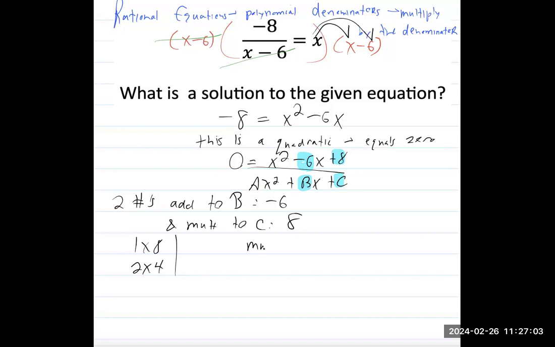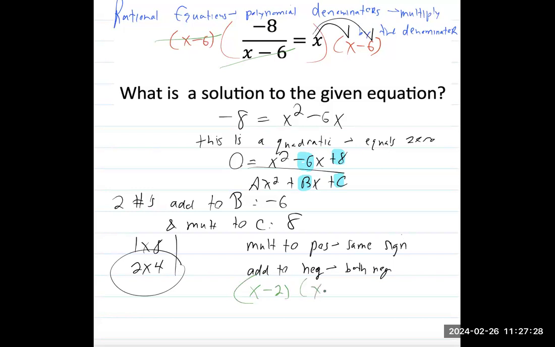But they multiply to a positive. That means they have the same sign as each other. They add to a negative, though, which means that those numbers that are both the same sign are both negative. Now coming back to the 2 and the 4, we know they're both negative. So it's going to factor to x minus 2, x minus 4 equals 0.